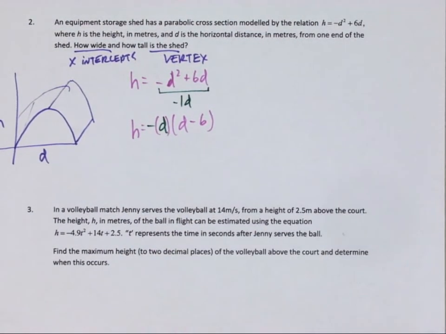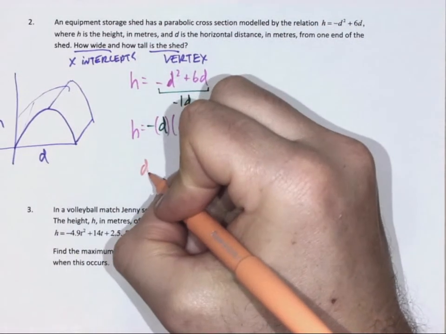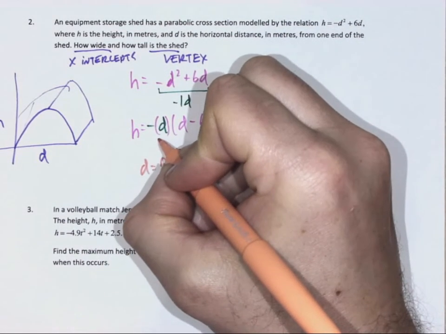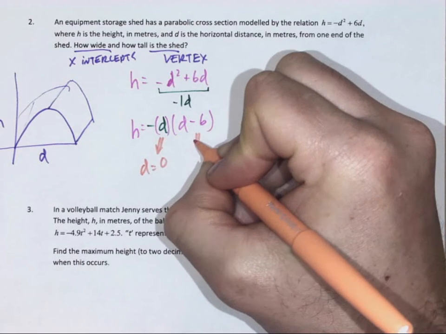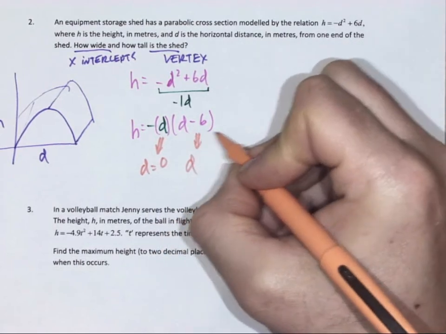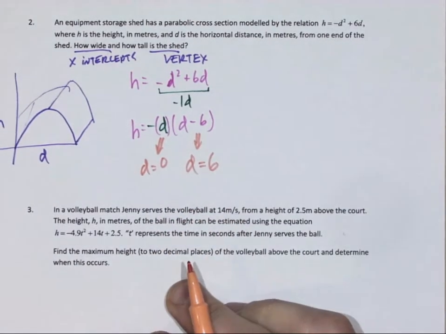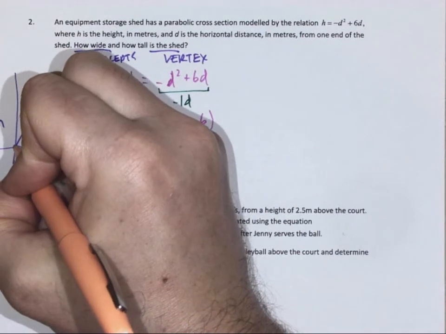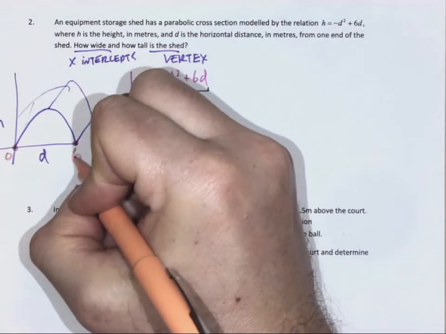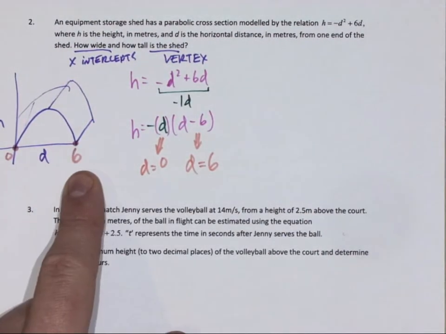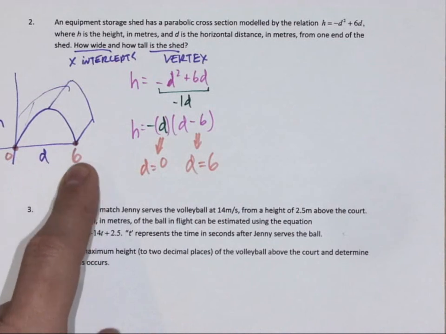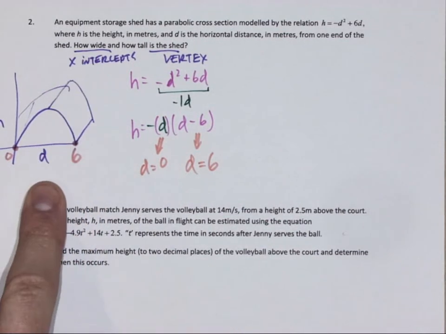that gives me x-intercepts of 0, and an x-intercept or a distance intercept of 6. So my distance starts at 0 and ends at 6. From that, I can now say that how wide is the shed? 6 meters wide.